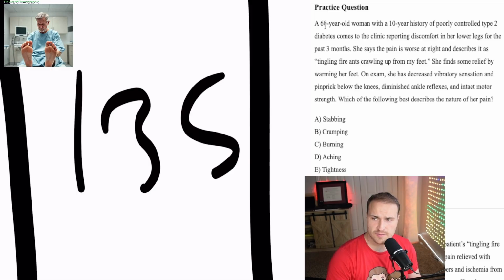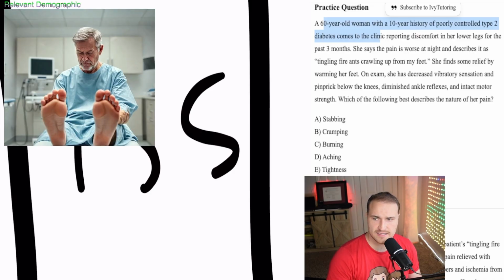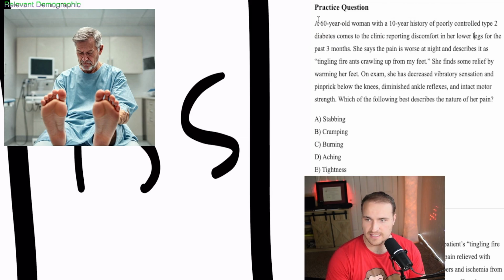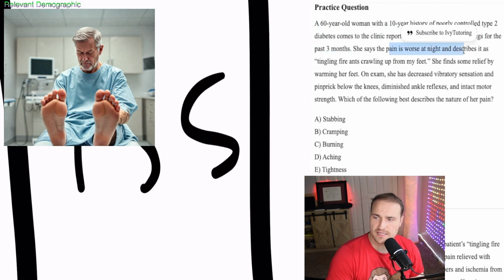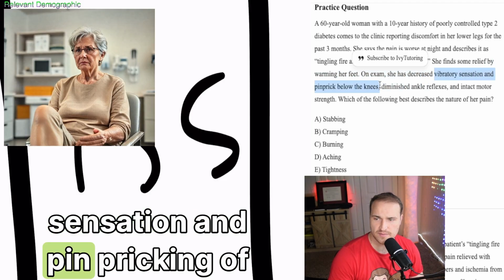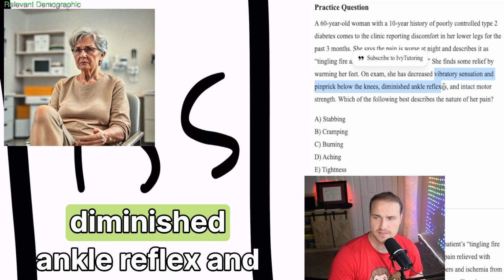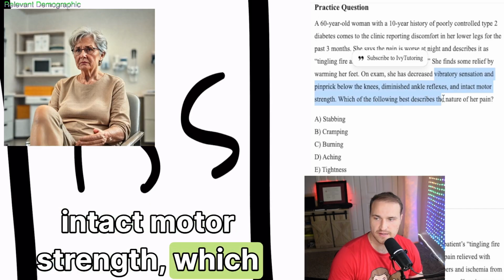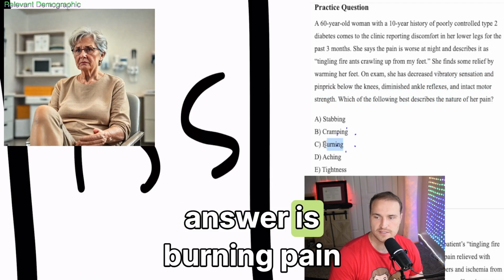All right, in our next question, we have a 60-year-old woman with a 10-year history of poorly controlled type 2 diabetes. This could also be a man as well, so I've got my demographic photo representing that. Discomfort in the lower legs for the past 3 months. She says the pain is worse at night and describes it as tingling fire ants crawling up from my feet. She finds some relief warming her feet. On exam, she has decreased vibratory sensation and pinpricking below the knees, diminished ankle reflex, and intact motor strength. Which of the following describes the nature of her pain? The answer is burning pain.